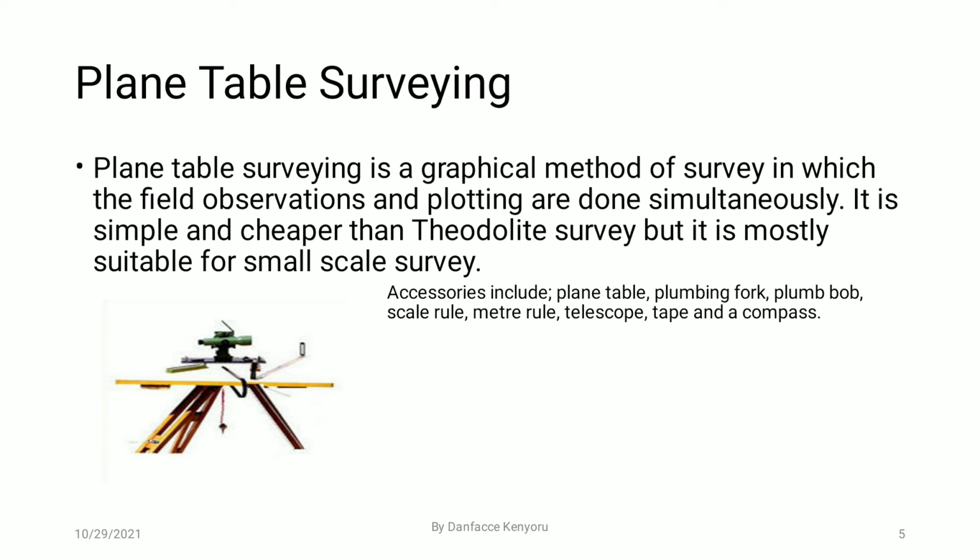The accessories for plane table include the plane table, plumbing fork, which is used to transfer the ground point to the table, the plumb bob for centering the plane table on the point, the scale rule to scale during plotting, the meter rule, telescope for sighting, the tape for measurement, and the compass to provide the direction of the rays towards the details.